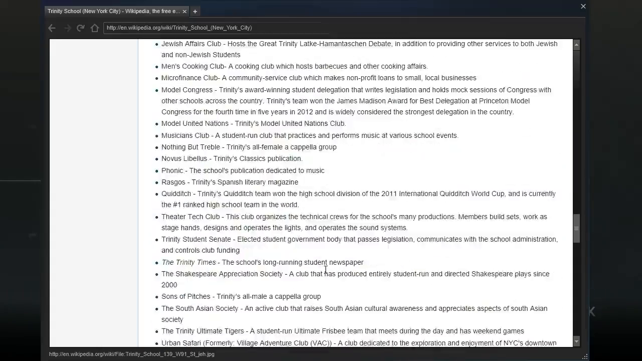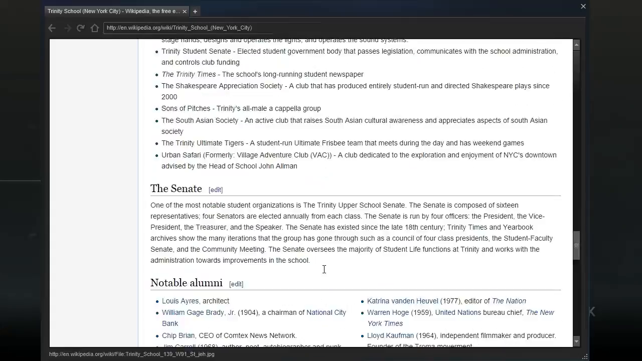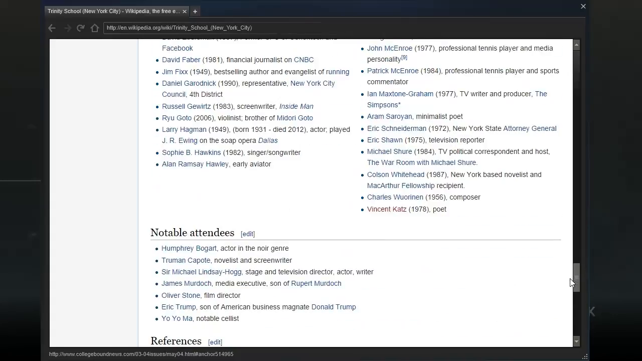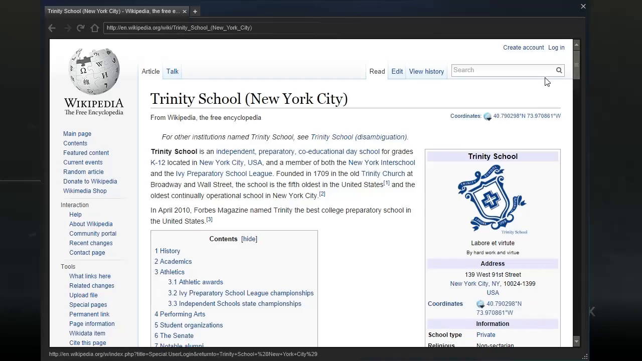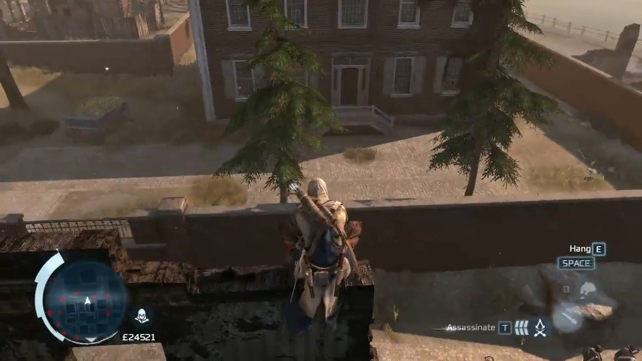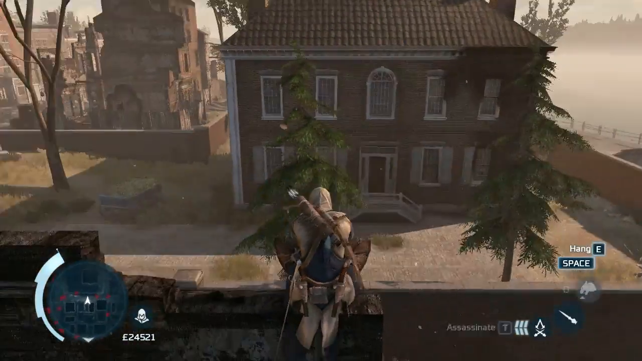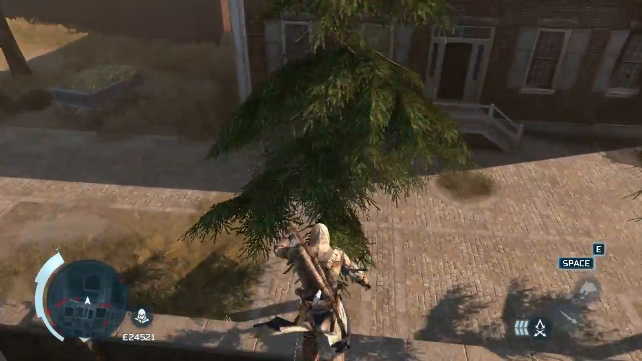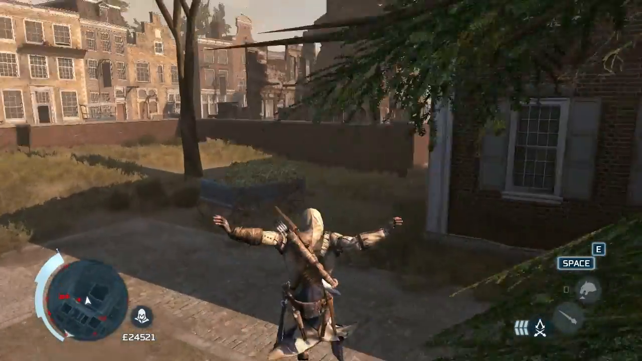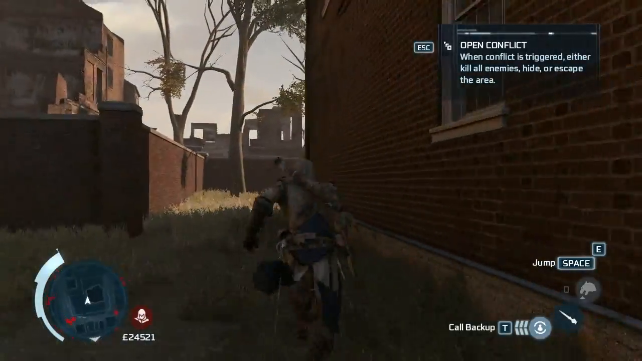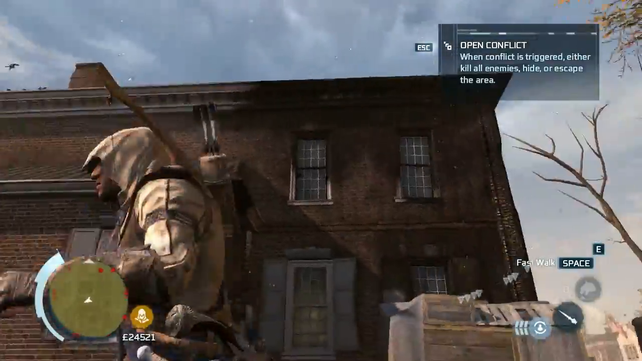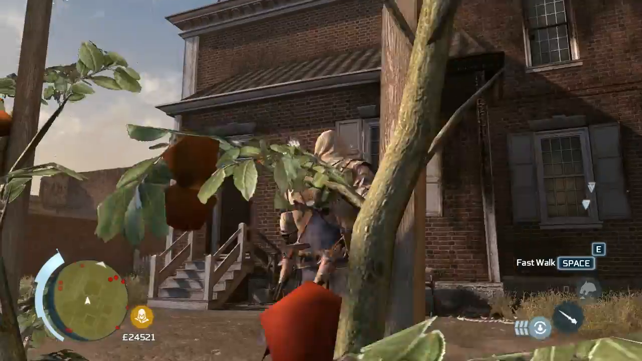And it doesn't actually have a picture of the old buildings, really. Notable attendees. Interesting. Alright, well there you go, Trinity School. It's still a school, but it's not in that building anymore, apparently. Should we look around it? I don't think the building itself is all that interesting. It's more just a brick building, and it did get burned by the fire a little bit.